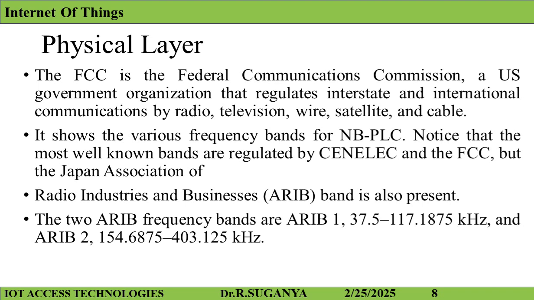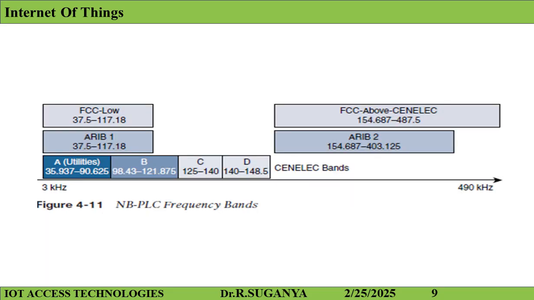So the two Association of Radio Industries and Businesses frequency bands are 117.1875 to 137.5 kilohertz and 154.6875 to 403.125 kilohertz. Here we can see in this diagram the various frequency bands, which are A for utilities, then B, C, D. There are various frequencies available from low to high, from 3 kilohertz to 490 kilohertz.